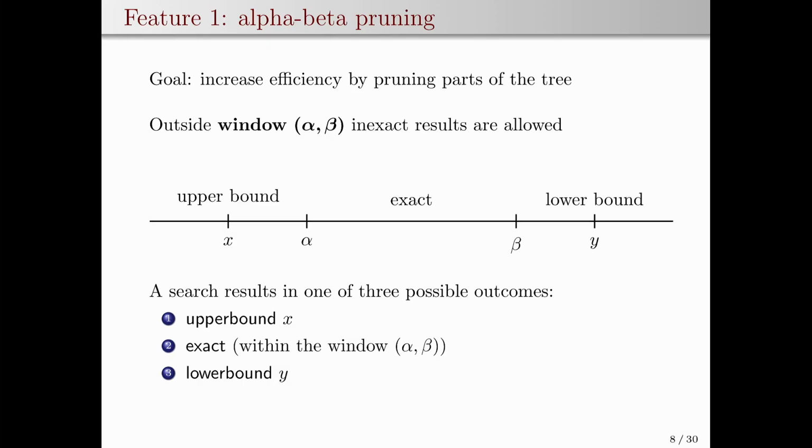Alpha-beta pruning is a way to increase efficiency. It's based on the expectation that the value is in a certain interval alpha-beta, and inside that interval we want exact results, so a true negamax result. If the result is lower than alpha, then we are satisfied with knowing that it's just an upper bound, or on the other hand it can be a lower bound if it's to the right of beta. So we can have 3 different outcomes: an upper bound, an exact value, or a lower bound. This helps to prune a lot of unnecessary parts of the tree.